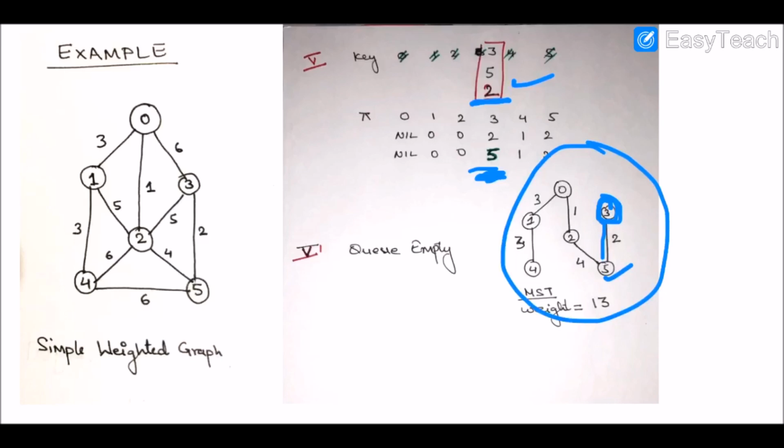Then we have to find the adjacent nodes and update the key values accordingly if the weight of the edge connecting the two nodes is smaller than the key value of that particular node, right? So these are the steps through which we have constructed a minimum spanning tree.